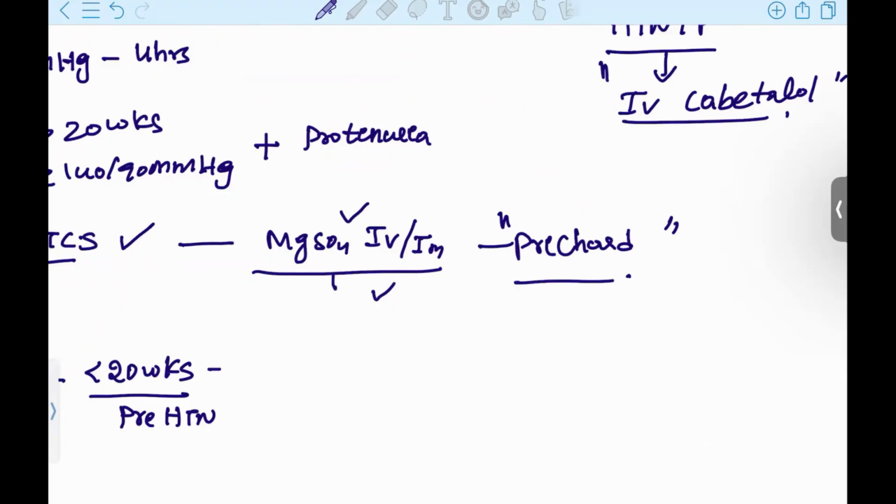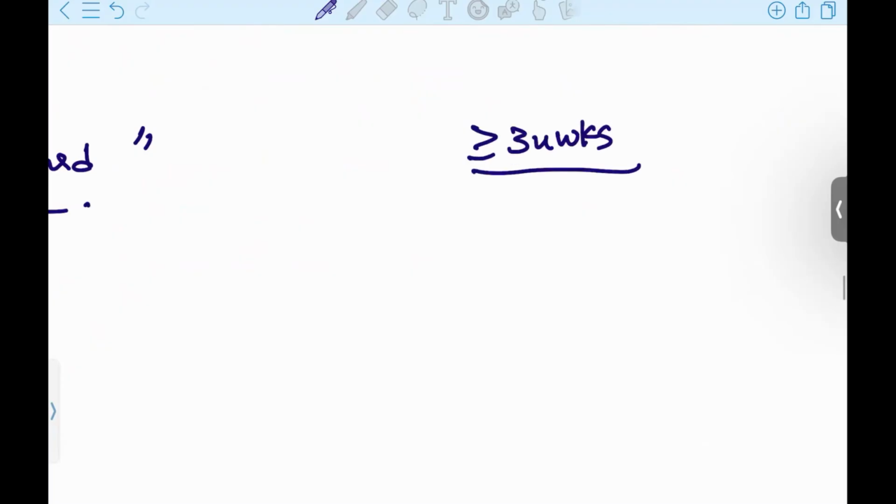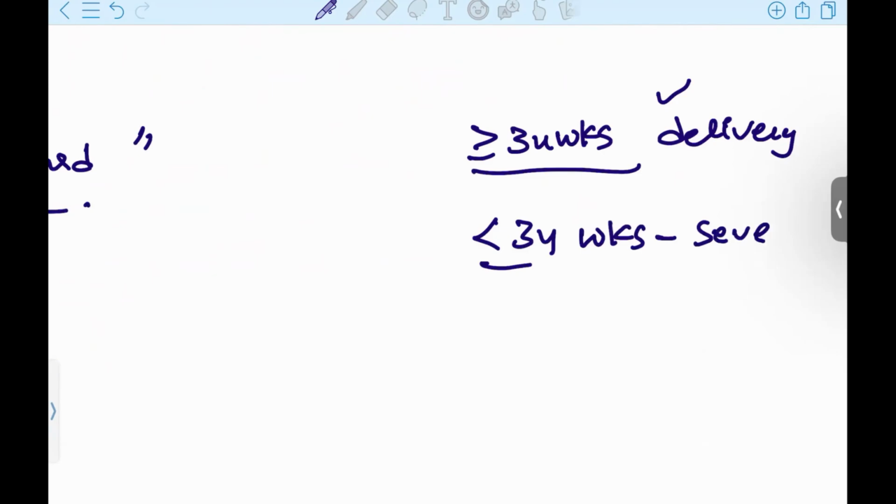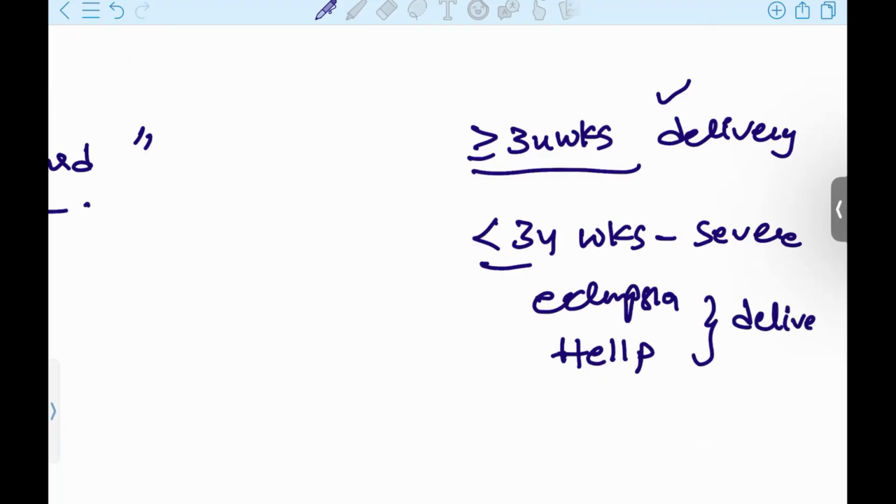What is the protocol for the treatment of this patient? If the mother is more than 34 weeks, then you can go for delivery. Vaginal delivery is expected. And if it is less than 34 weeks with any of the severe symptoms, then immediate termination. Even if it is eclampsia or if the mother is having HELLP syndrome, then also we are going to go for delivery immediately. That means termination of the pregnancy is done.